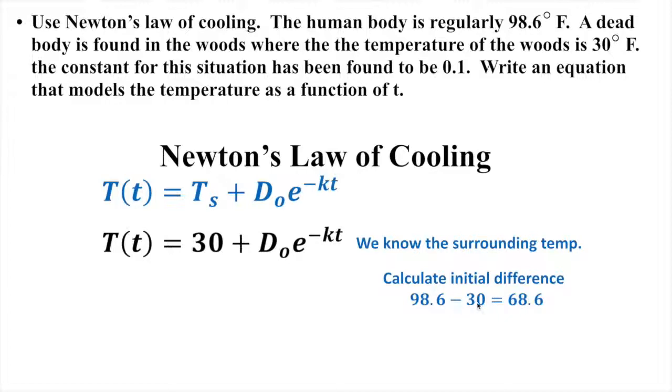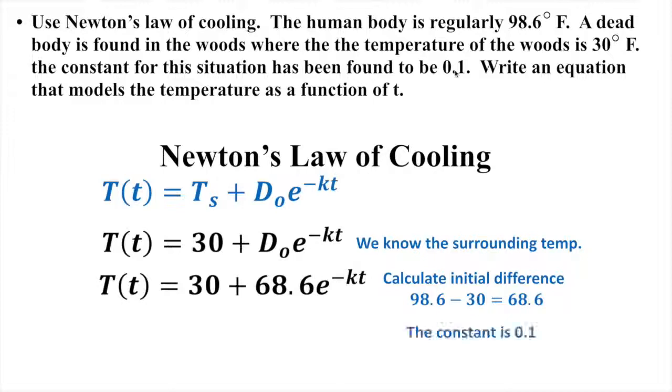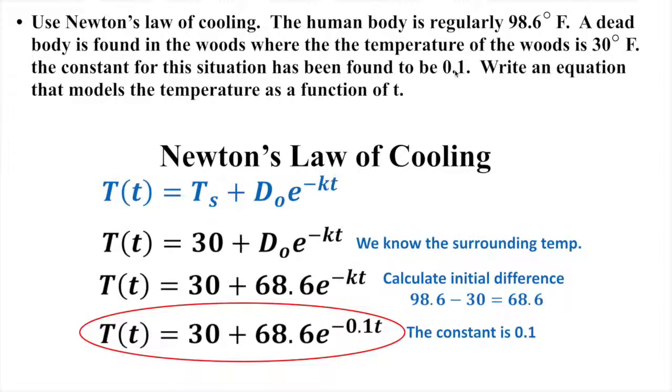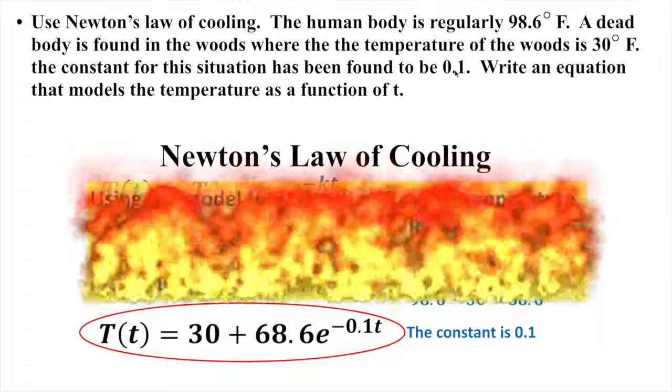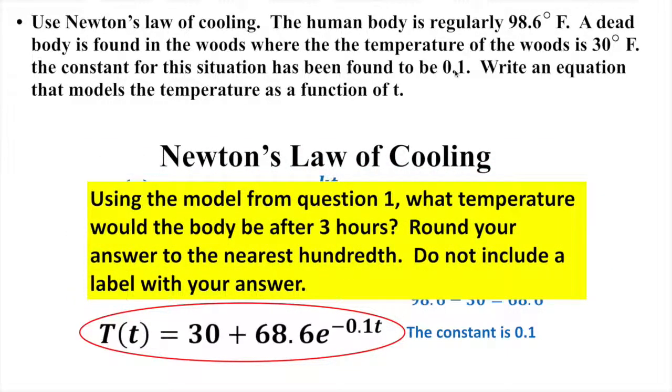98.6 is the body temperature, this is your surrounding temperature. We calculate the difference between those two. All right, now I know what K is because that's 0.1 that was given to me. The constant for the situation is 0.1. That is my function. Now we're going to use that to determine what temperature the body would be after 3 hours. So you work on that now.